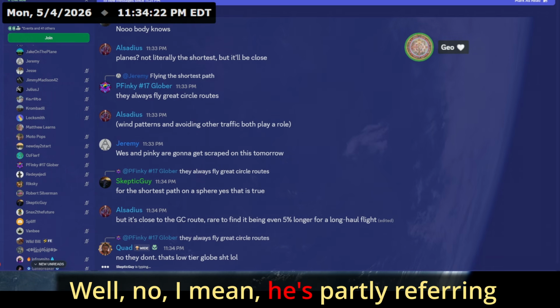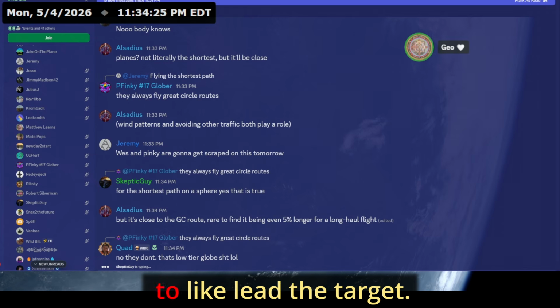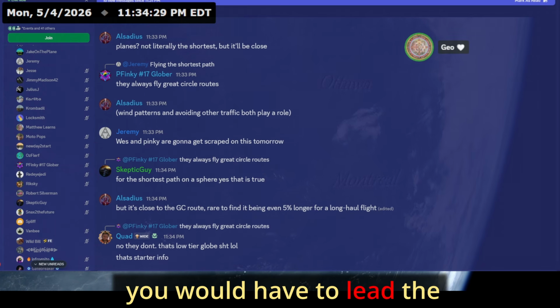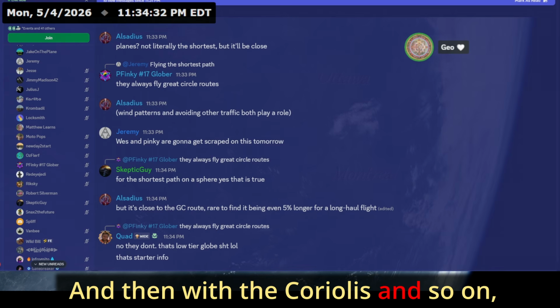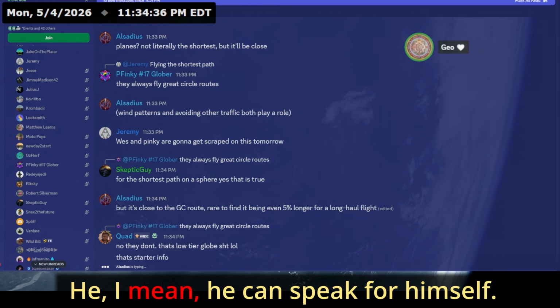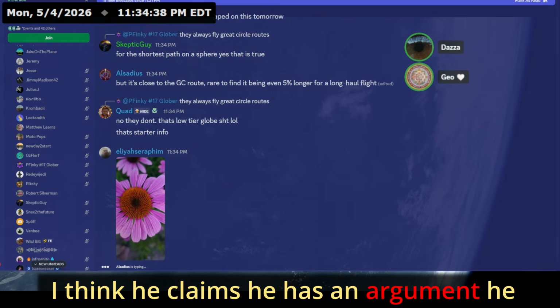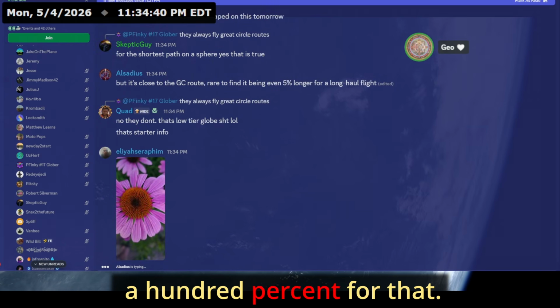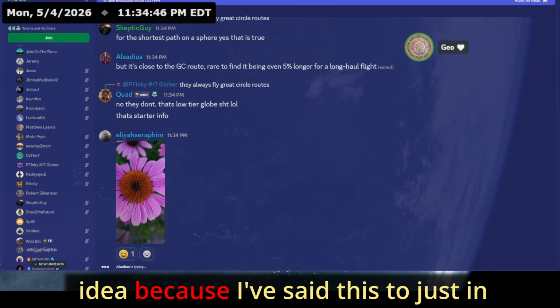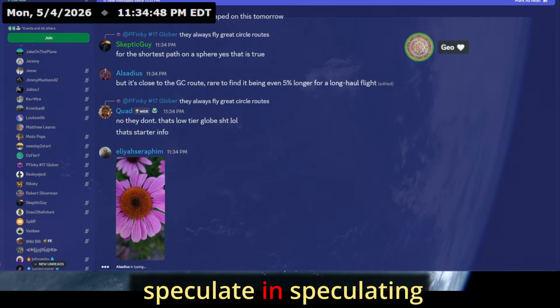Well, no, I mean he's partly referring to the way you'd have to lead the target. If you were on a sphere and the target was actually moving, you would have to lead the target, and then with the Coriolis and so on, are they actually not flying the shortest routes? I mean, he can speak for himself. I think he claims he has an argument he thinks is pretty much 100% for that. I was then adding on to it.